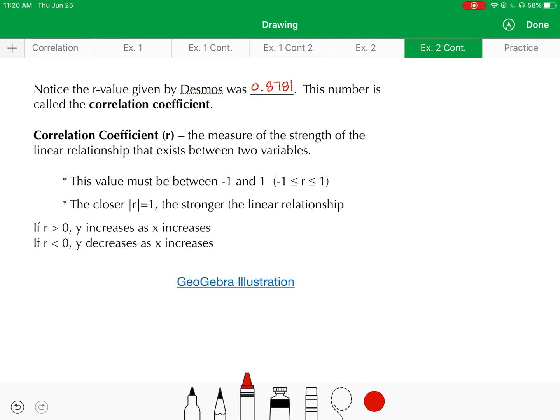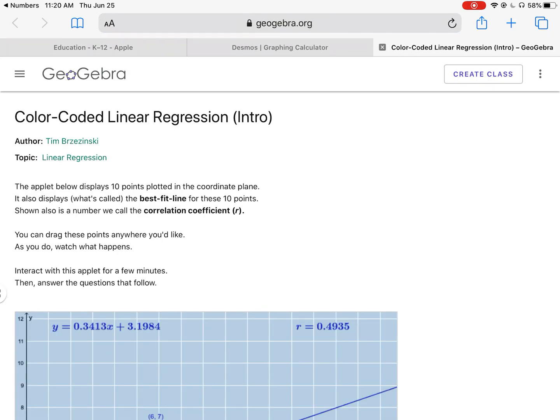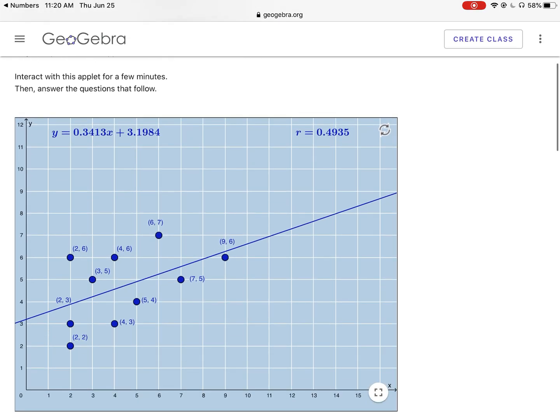Okay, so let me illustrate this concept a little bit further using GeoGebra. All right, so here you see we have a scatter plot of points. The line of best fit has been calculated. The equation is up in the top left, and then the correlation coefficient for R is shown as well. So right now R is 0.4935. That's not really close to 1 or to -1. So right now we don't have a very strong positive or negative linear correlation.